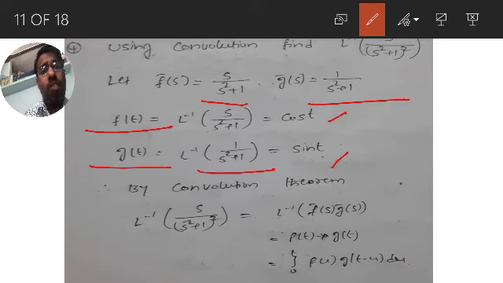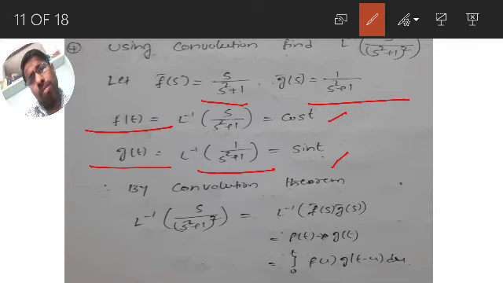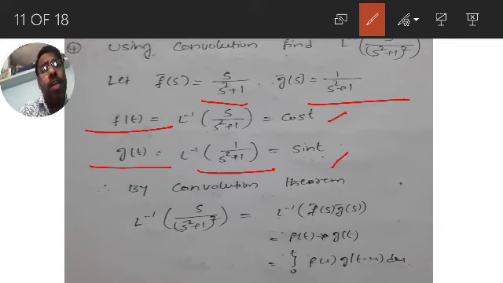By the convolution theorem, L inverse of s by s square plus 1 whole square, that is L inverse of f bar of s into g bar of s, is the convolution product of two functions, f of t star g of t. And what does the convolution theorem say? The convolution turns into integration. So f of t star g of t is the integration from 0 to t of f of u into g of t minus u du. That's it. So now what do you need? You need f of u.